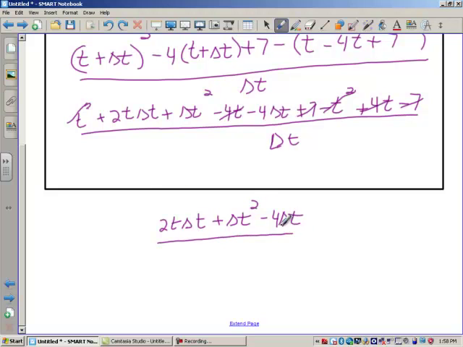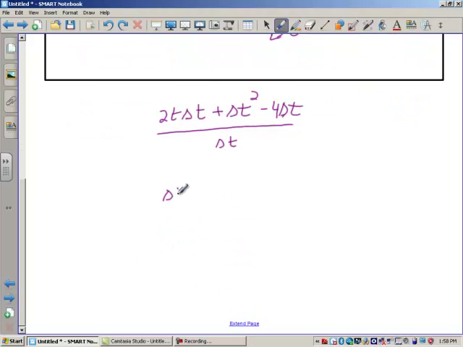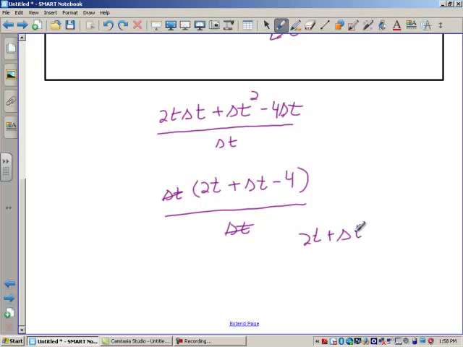So it looks like we've got something that we can cancel here. Let's factor a delta t out of the top. So that would be delta t times 2t plus delta t minus 4, over delta t. Those cancel and we have our answer. This is the average rate of change for that function over the interval t to t plus delta t.